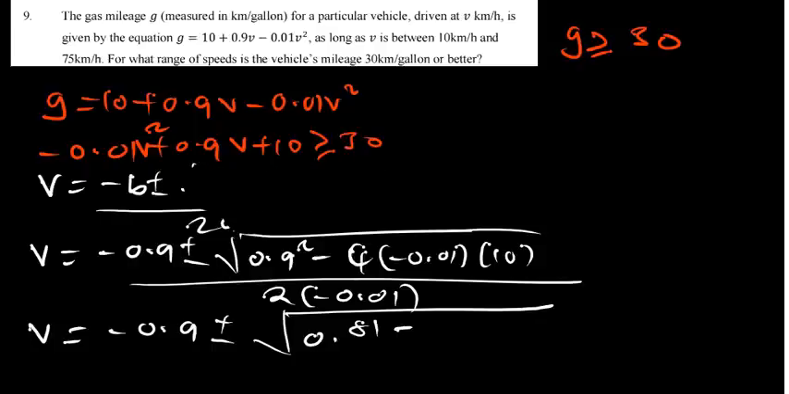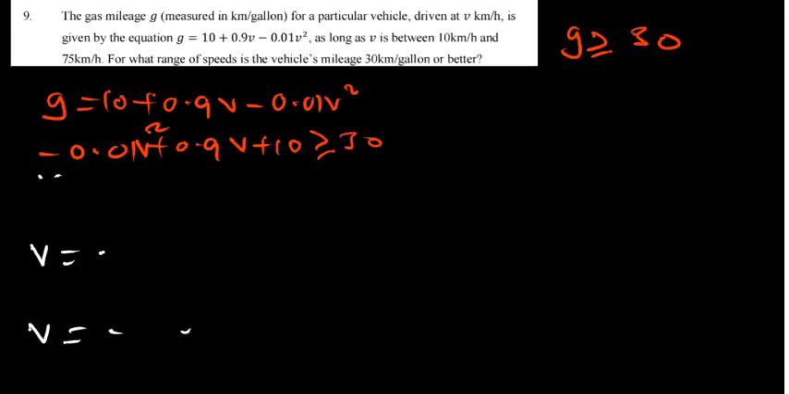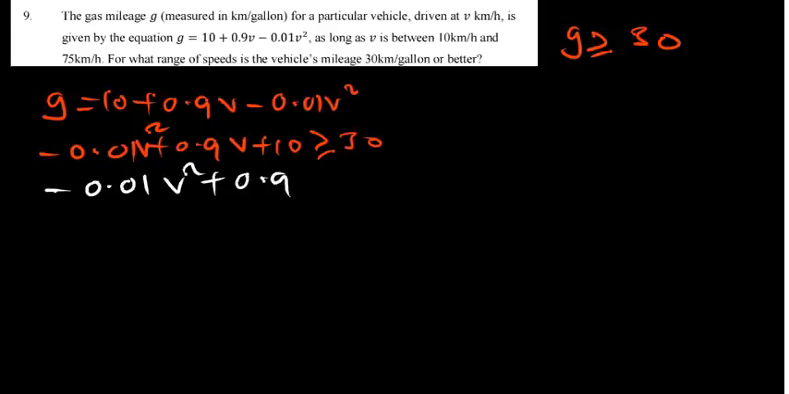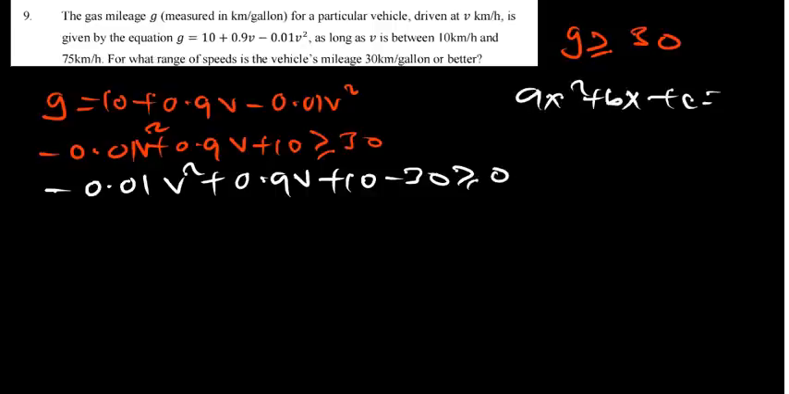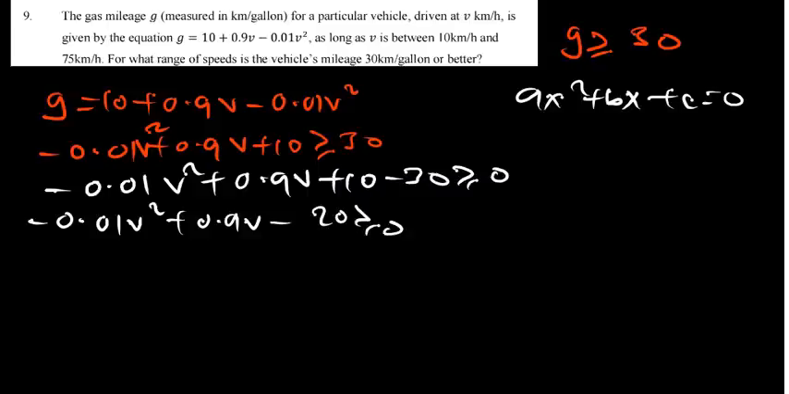Let's do this, because the quadratic equation is in the form of ax squared plus bx plus c. So I have to shift this 30 to the other side, greater than or equal to 0. Because the quadratic is always in this form, you make sure you have 0 on this side. So 10 minus 30 is minus 20, greater than or equal to 0. Now I have my equation.